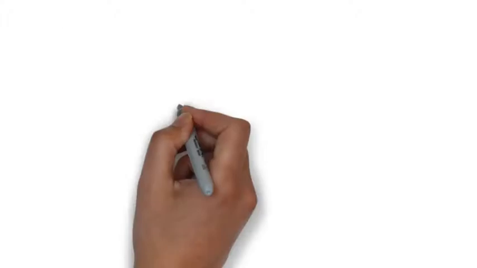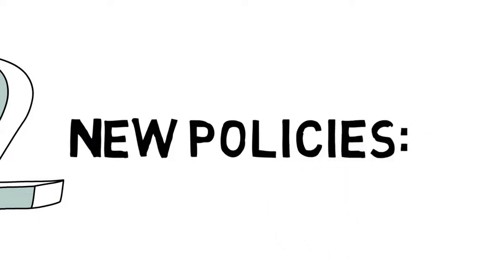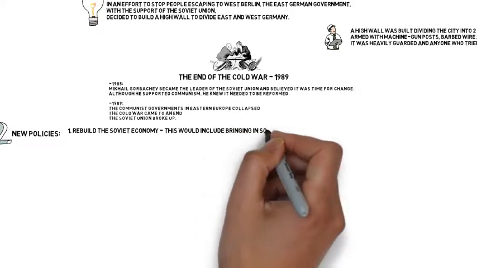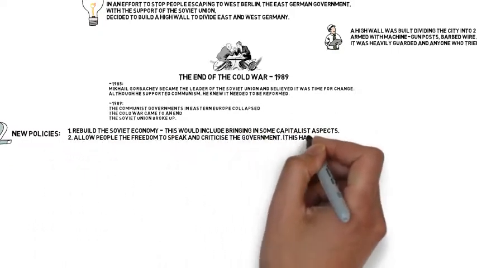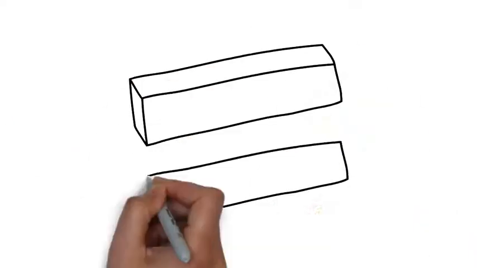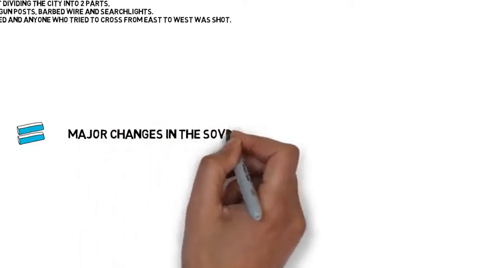As the new leader of the Soviet Union, Mikhail Gorbachev instituted two new policies, namely, to rebuild the Soviet economy, which would include bringing in some capitalist aspects, and secondly, to allow people the freedom to speak and criticize the government. This hadn't been allowed for 70 years. As a result, major changes in the Soviet Union and Eastern Europe became evident.